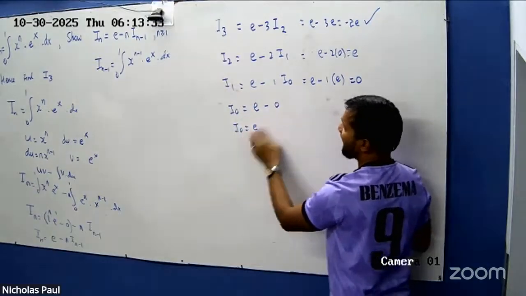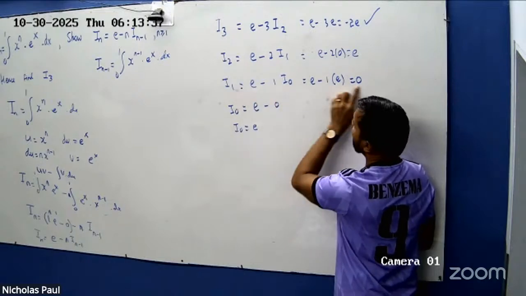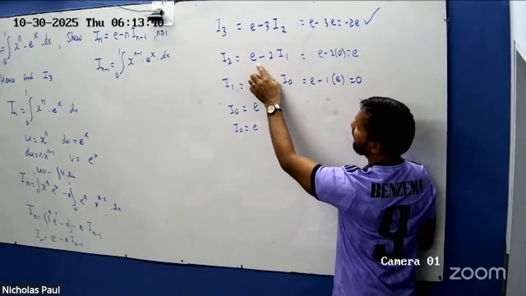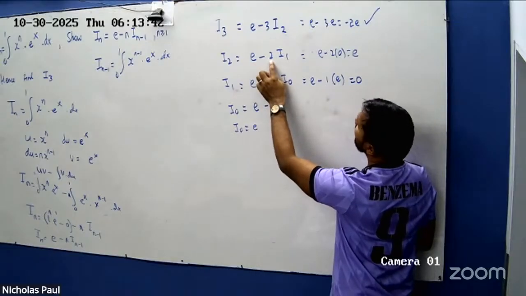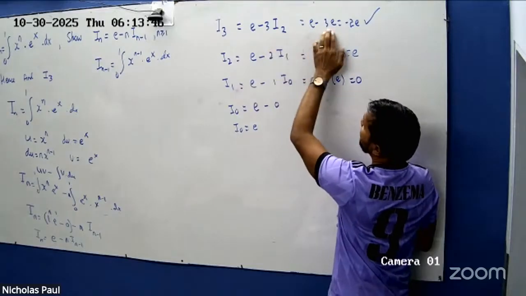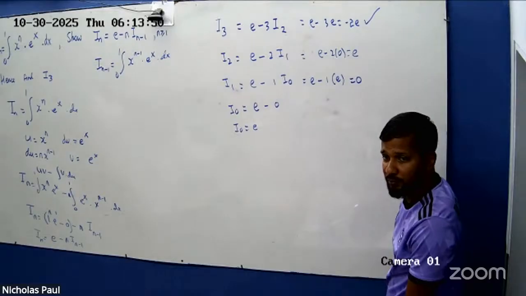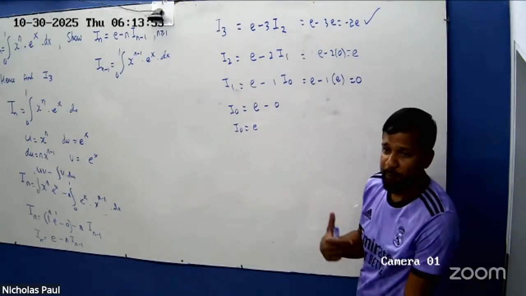Once you have I0, put it back here. Work it out. I got 0. Once you have I1, put it back here. Right? E minus 0 is E. And once I have I2, put it back here. E minus 3 will give you minus. That's the final answer. Right? That's the principle behind the reduction formula.